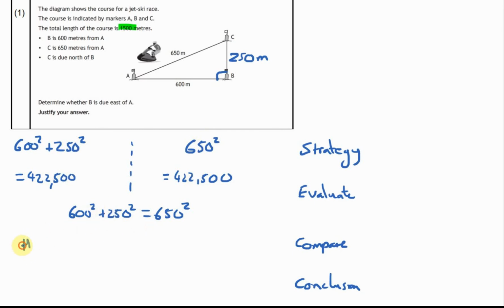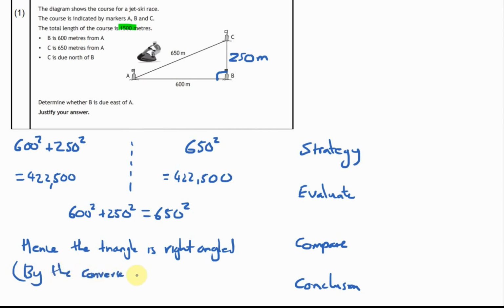We would say, hence, the triangle is right angled. In this case, you might then also add, therefore, B is due east of A. If you want to be very fancy, instead of hence, you could say, by the converse of Pythagoras' theorem. Apologies for the bad writing, okay? But by the converse of Pythagoras' theorem, the triangle is right angled, therefore B is due east of A.